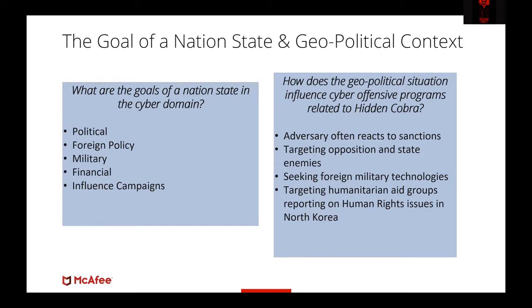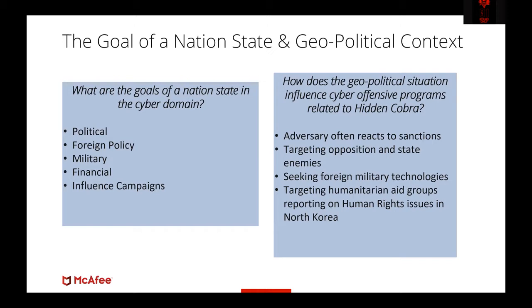So how does the geopolitical situation influence cyber offensive programs as they relate to Hidden Cobra? Several things come to mind. One would be the adversary here that we're talking about, Hidden Cobra, is often reacting to sanctions. So a lot of the times there are reactions based on changes in a country. There are reactions based on different changes in geopolitical situations that are occurring. Targeting opposition and state enemies.